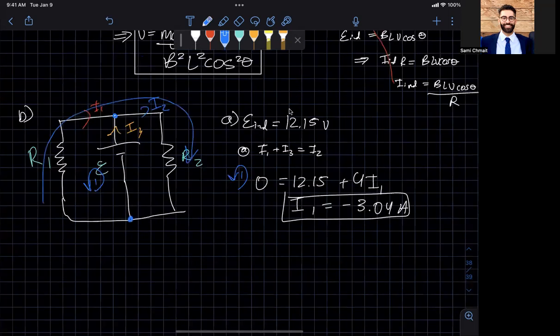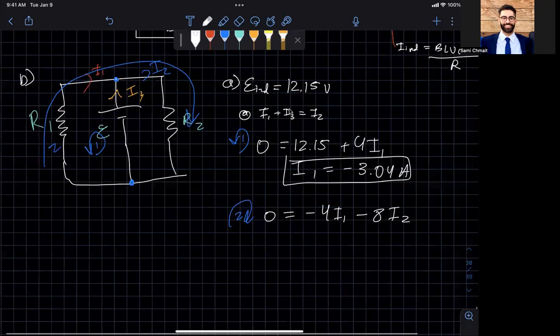And now we can solve for I2 because we already know what I1 is. So our second loop here, same setup where we start. Now our direction of the loop and the direction of the current through R1 are the same. So minus 4 I1. And then same logic applies to R2, so minus 8 I2. Oh, we already know what I1 is, so we can plug that in. Solve for I2. I2 is going to be equal to 1.52 amps.